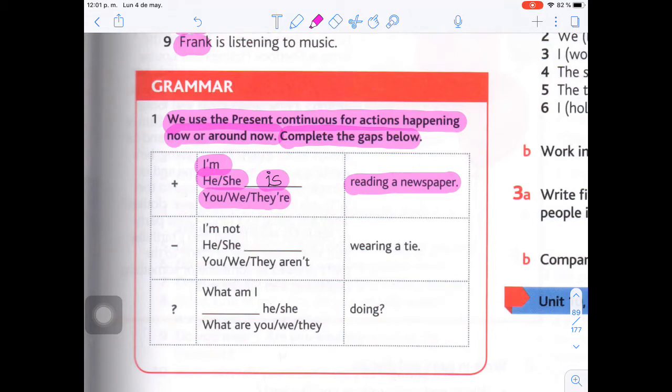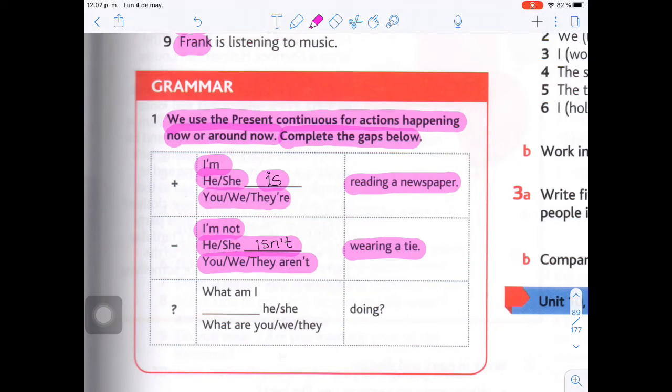Good. Now the negative form. So in the negative form, it says, I'm not, he, she. This is the verb to be in the negative form. And you, we, they aren't. Yes? So it's, I'm not wearing a tie. He or she isn't wearing a tie. You, we, they aren't wearing a tie.